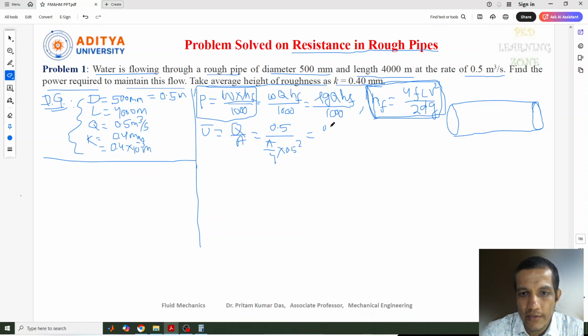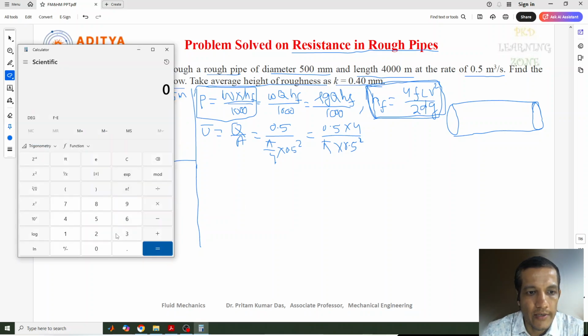So we can write 0.5 into 4, divided by pi into 0.5 square. We can calculate this as 0.5 into 4 divided by pi into (0.5) square. So this is nothing but 2.54.